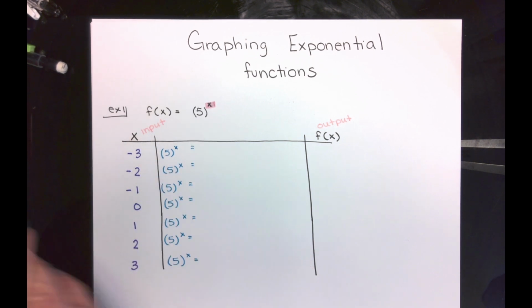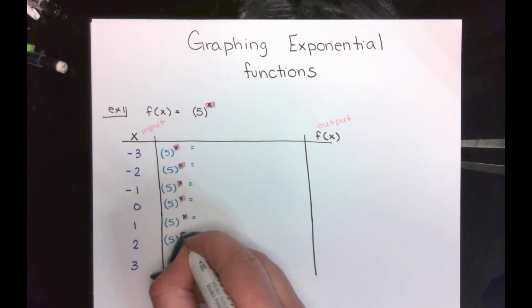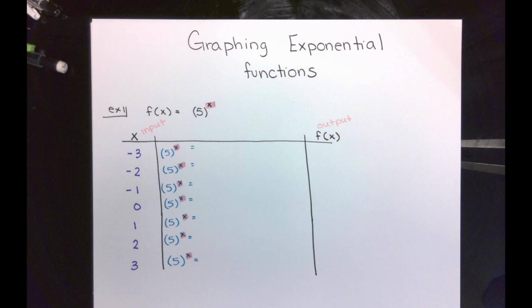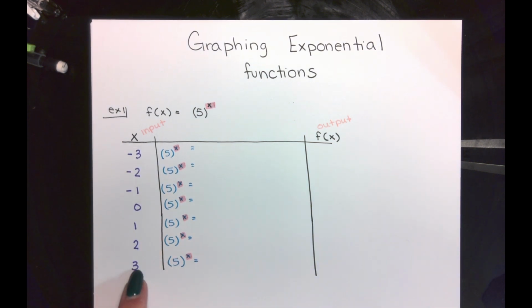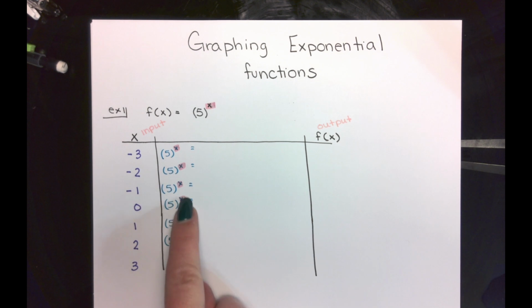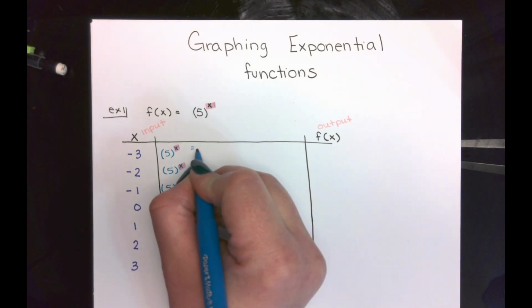Next, we're going to be replacing our input of x. So notice we have an x, x, x, x, x, x, and x. But if we look on the left-hand side, we notice that we have different x values. So in our x spot, in our exponential spot, we're going to be rewriting that 5, but then putting an exponent of whatever exponent we have.